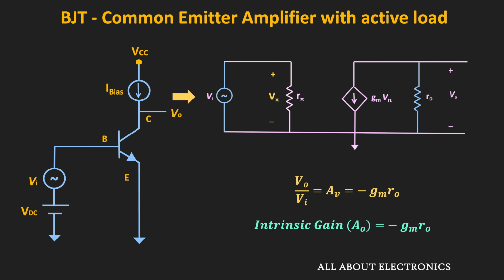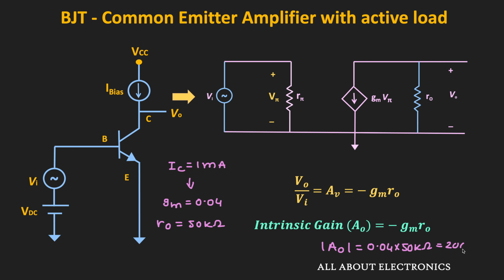So once again, let us put some numbers and find out the typical value of this intrinsic gain. Let's assume that this bias current is equal to 1 milliampere. That means this collector current is equal to 1 milliampere. And with that, the value of the transconductance will once again be equal to 0.04. And let's assume that this R0 is once again 50 kilo ohm. So with that, the intrinsic gain is equal to 0.04 times 50 kilo ohm, and that is equal to 2000.